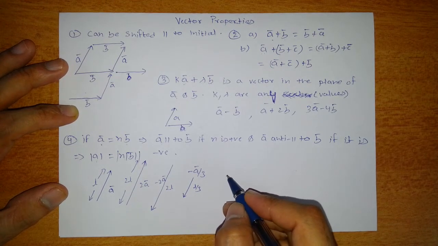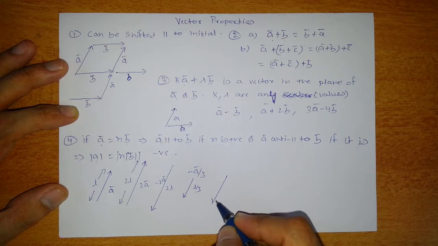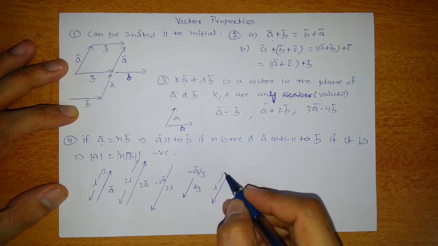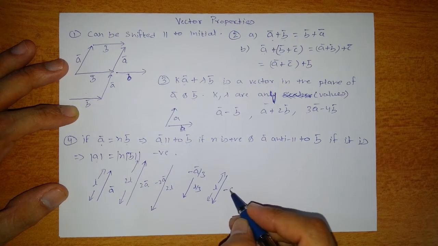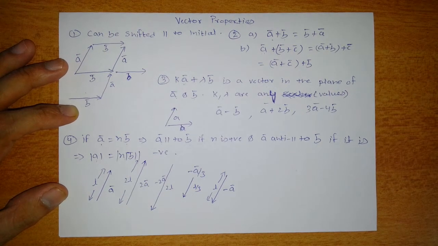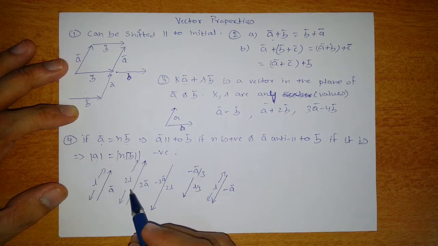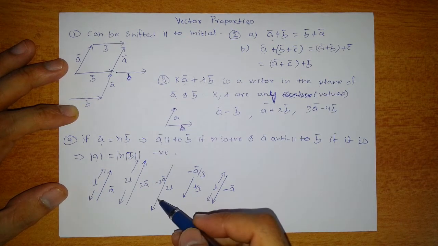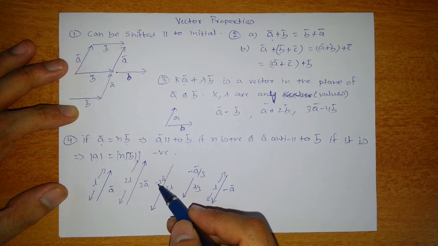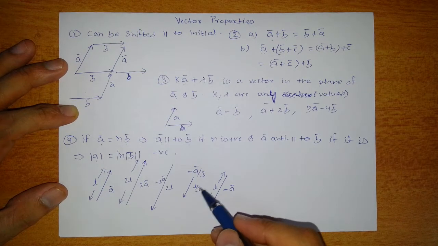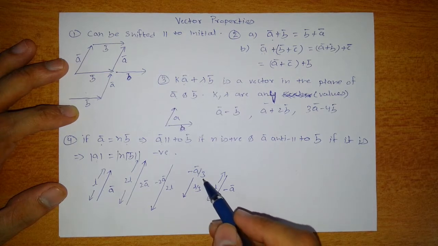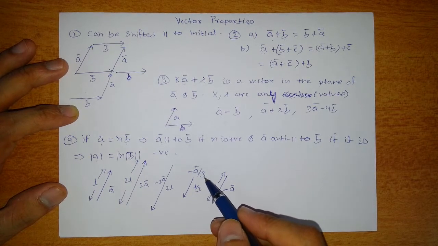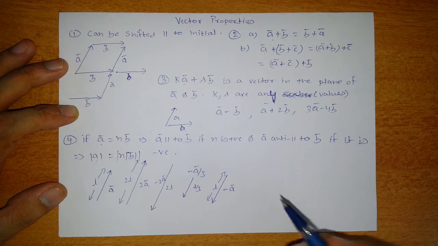Again, I can create one more vector of length L, which is anti-parallel to vector a. This will be called minus a. So again, if you double the length, the vector will be doubled. If you reverse the direction, an extra negative sign comes. If you take one third of the length, the vector is divided by the same fraction, a by 3.